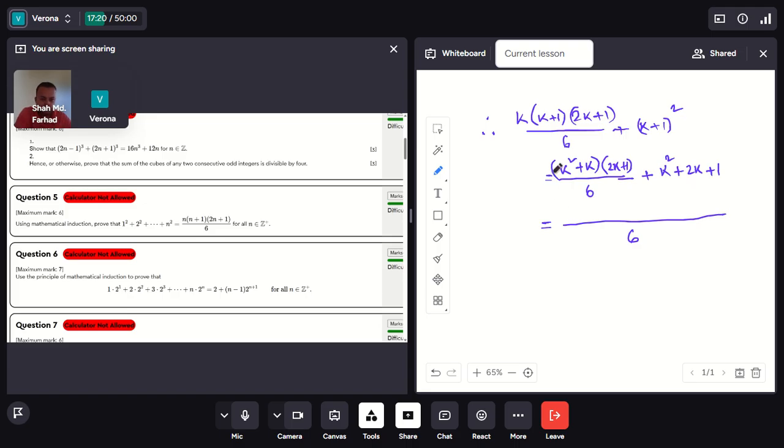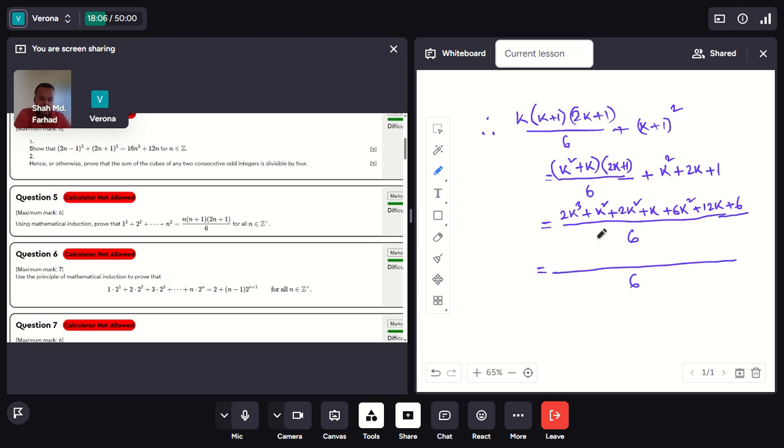So now, if we just again multiply this term, then we are getting 2k cube, okay, 2k cube, then plus k square, then plus 2k square, then plus k, and then plus here 6 times k square, and then 12k plus 6, right? Okay, now simplify this.